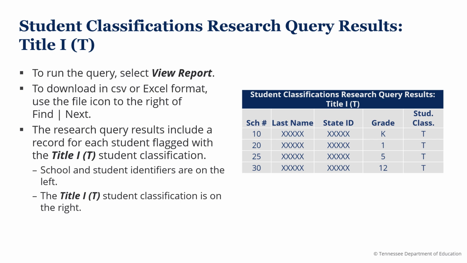To run the query, select View Report. Typically, you'll want to download to CSV or Excel format. To do so, use the file icon to the right of Find Next. The research query results follow a standard format. There will be a row for each student flagged as Title I-T. The school and student identifiers will be on the left, and the Title I-T student classification is on the right.